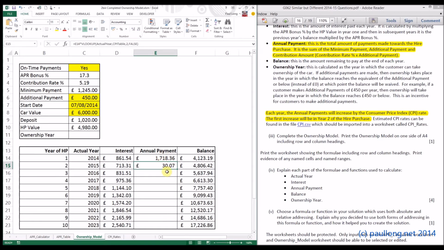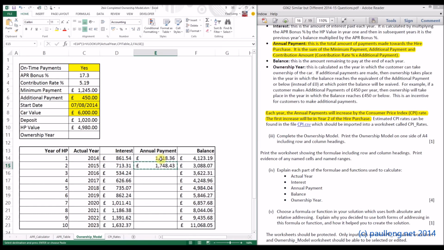It will increase to £30.07. Whereas what we really needed to do was include this annual payment as well. So when we're finished, we needed to add E14 on again. So we get £1,748.43. Or another way to do it is to multiply by 1 plus the VLOOKUP rate. And that means that instead of it being, for example, 1.15%, it will be 1.015, and it will multiply by the 1 to give us the annual payment. So you can see that is the same result.